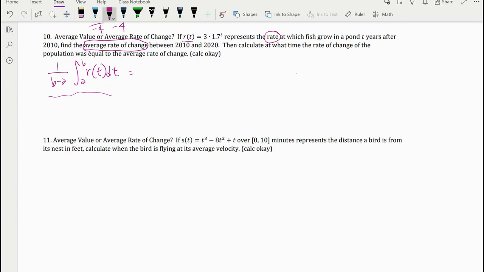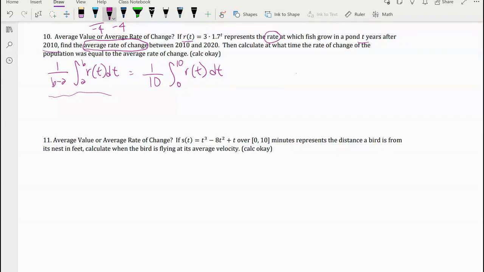So we're saying between 2010 and 2020, t years after 2010. So that's going to be 1 over 2020 minus 2010, which is 10 years. It's going to be the integral from 0 to 10 of r of t dt. So we're going to find the average rate of change, and then we're going to calculate the time at which the rate of change is equal to the average rate of change.